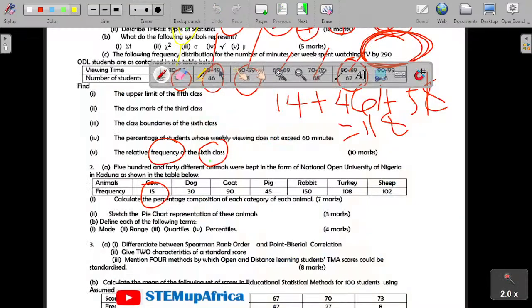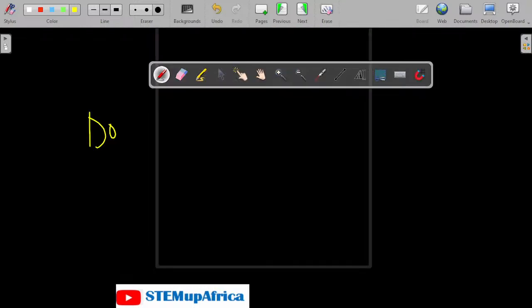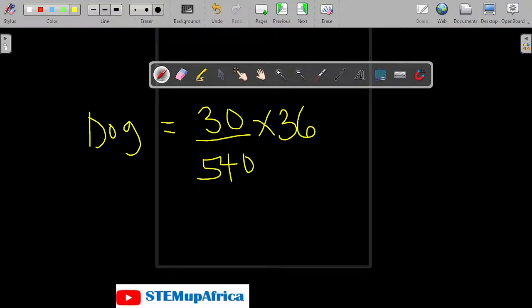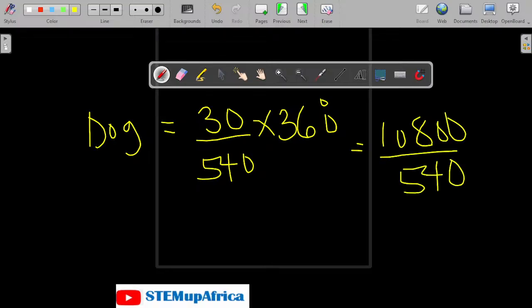So the next one is dog. How do you calculate the sector for dog? The same procedure. For dog, we have the number of dogs, 30, over the total animals, 540, times the angle in the sector, which is 360. So if I multiply 30 times 360, that will give us 10,800 divided by 540. If I divide this, that will give us 20 degrees. So this is what the question says, not the other way around. This is how you continue with each of them.